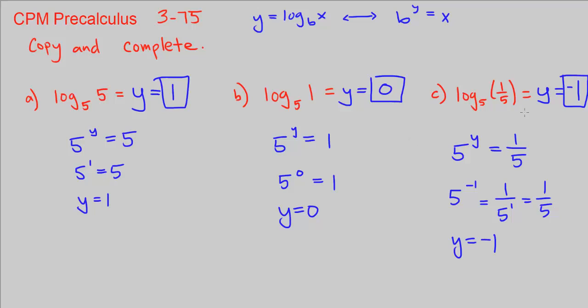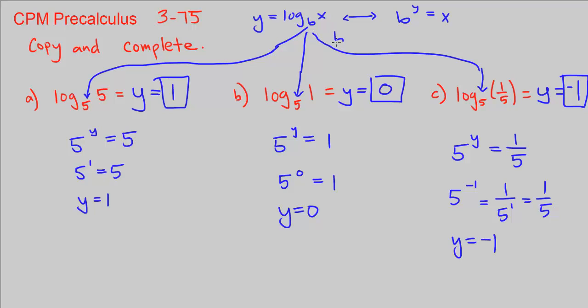And don't get confused here, because all the bases are 5. The base here is the little b. And don't forget, b has to be greater than 0, but x, not necessarily. Well, actually, x needs to be greater than 0 too. But y definitely doesn't need to be greater than 0. For example, here, and also here, it equals 0. Anyway, that's just a side comment, because that ends CPM Precalculus Chapter 3, number 75.